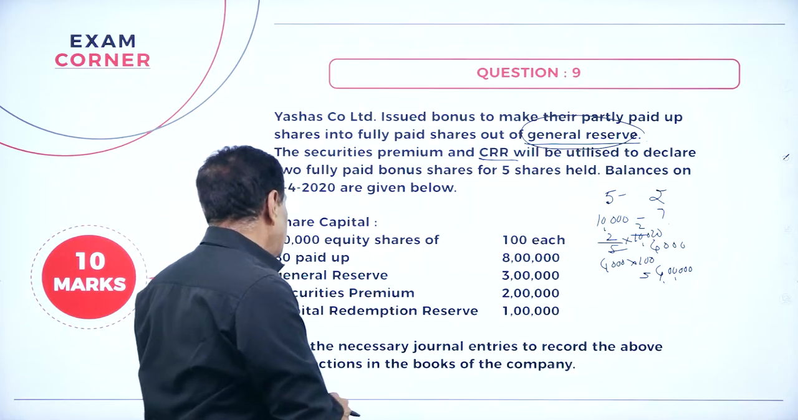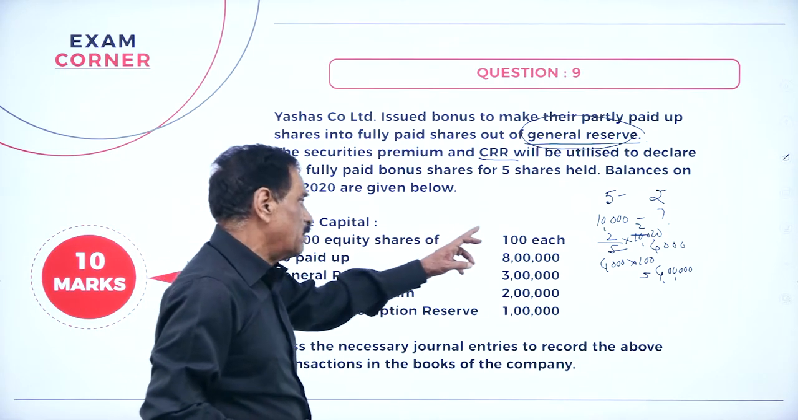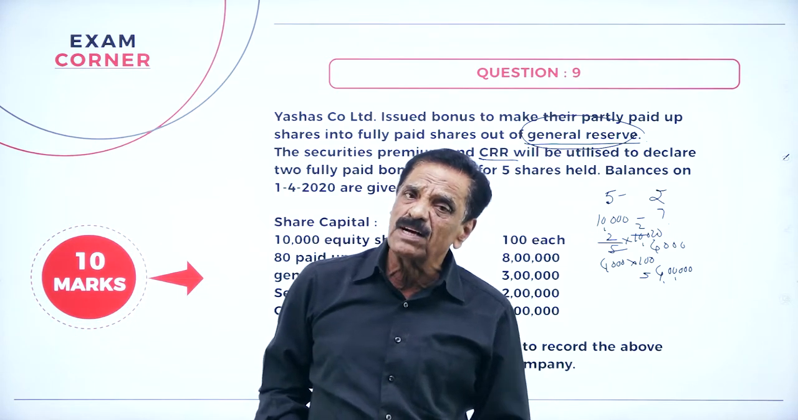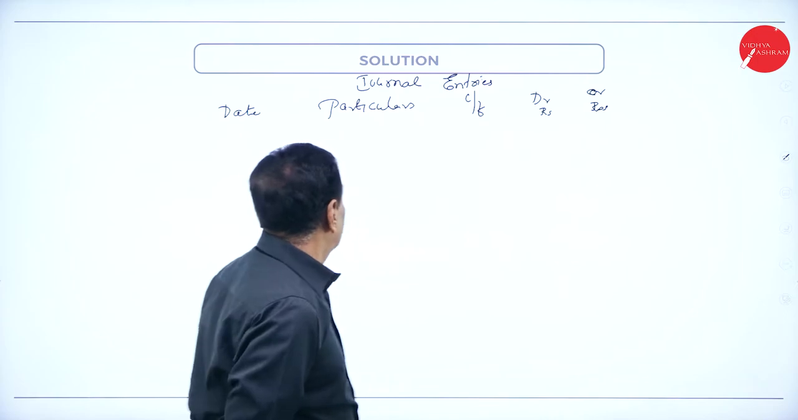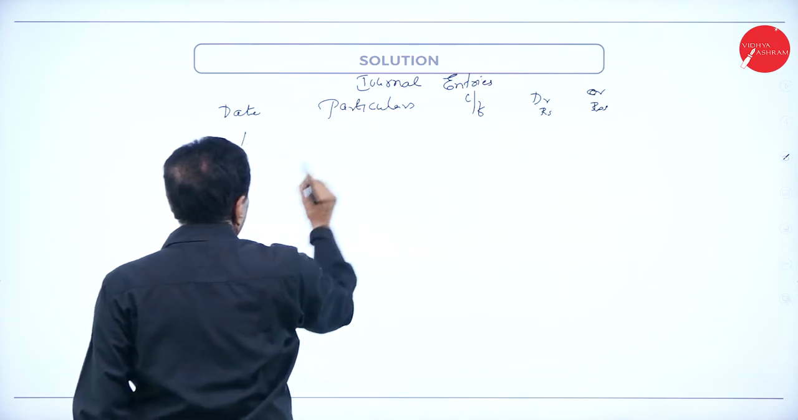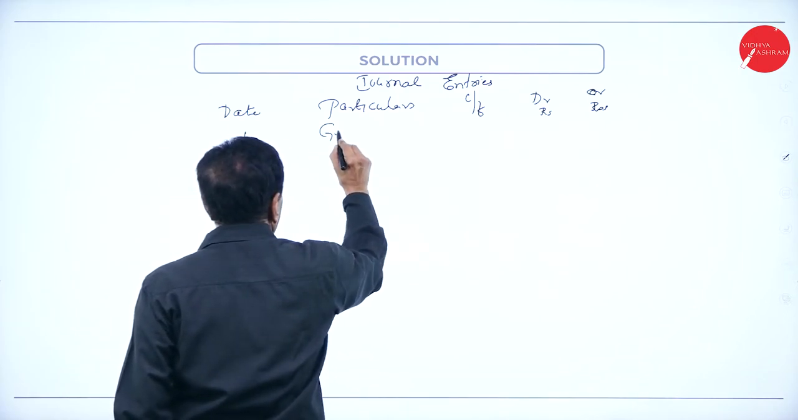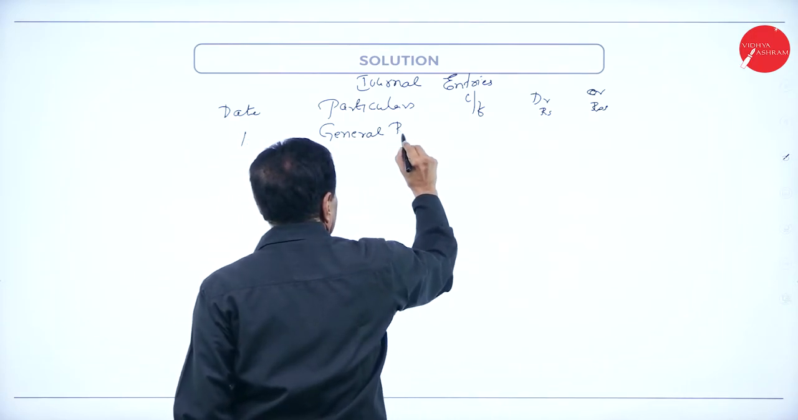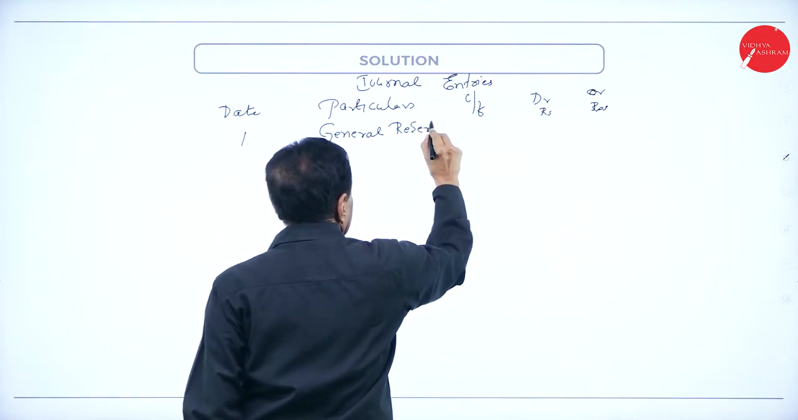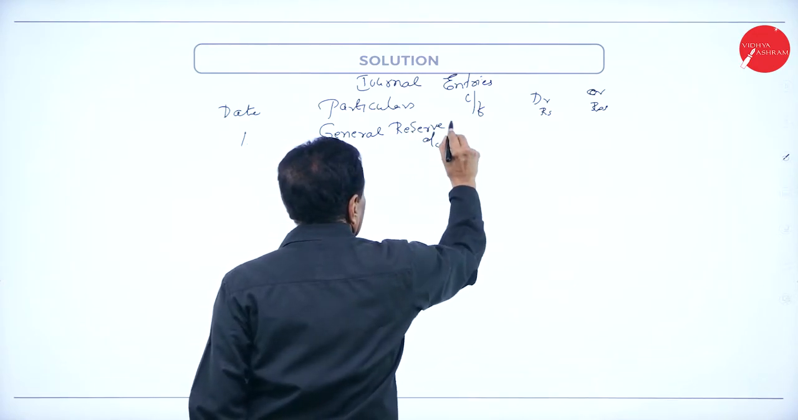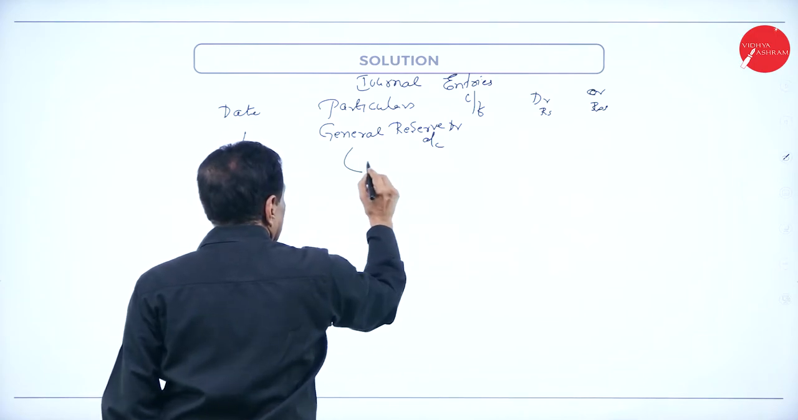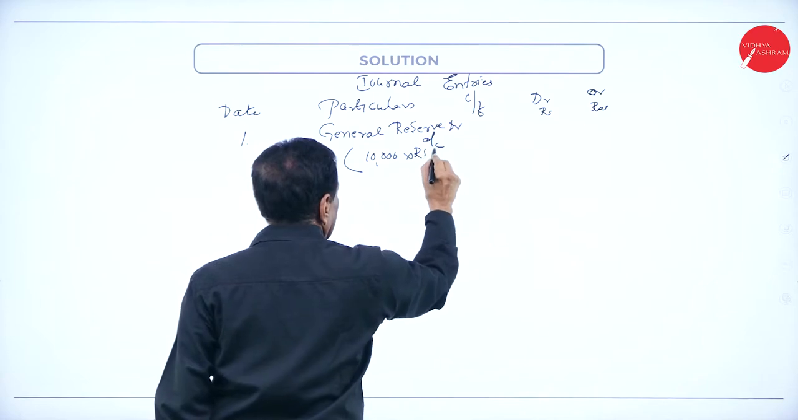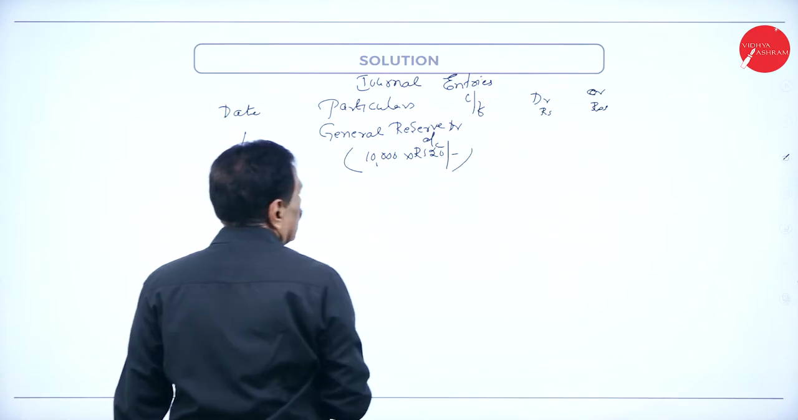Partly paid share. See, 10,000 equity shares of 80 paid up. How much is the balance? 20 rupees. So 10,000 into 20 is 2 lakh. First entry: General reserve account debit. In the bracket, 10,000 shares into rupees 20, 2 lakh.